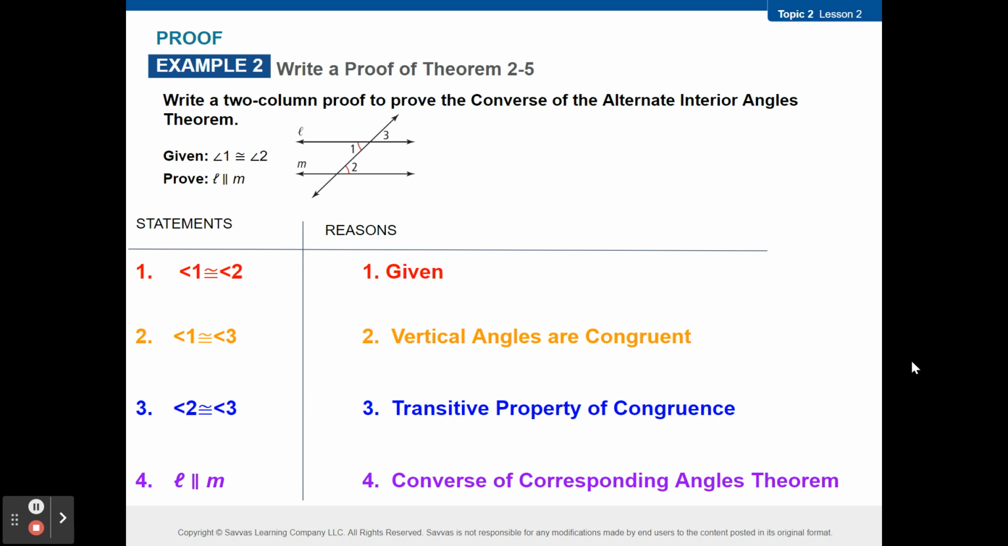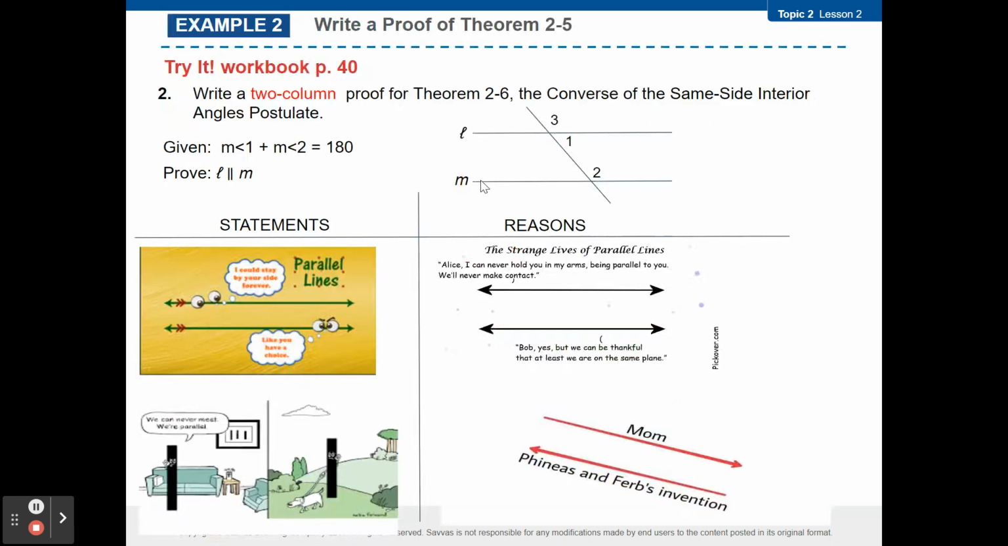All right, anybody still checking this out? Any questions? All right, here is your try it. So again, we're going to write a 2-column proof for theorem 2.6, which is the converse of the same side interior angles postulate. So we are starting with the measure of angle 1 plus the measure of angle 2 equals 180. Okay, so we're looking at these, and we're trying to prove that L is parallel to M.